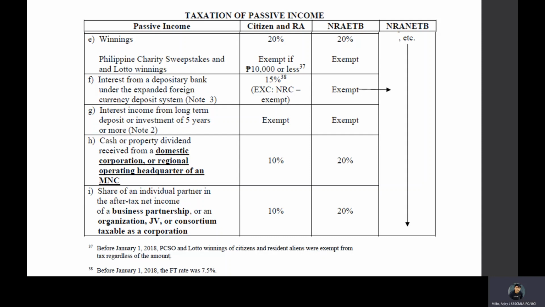For winnings sa PCSO, before for winnings and resident aliens, exempt siya before regardless of the amount. However, after TRAIN law, nagkaroon na ng threshold only for that exemption, and then any amount in excess of 10,000, yun na yung masasubject sa 20% na final withholding tax. And then yung next note, yung sa 38, yung 15%, dati 7.5% yan. So, nadagdagan din, increased to 15% due to TRAIN law.